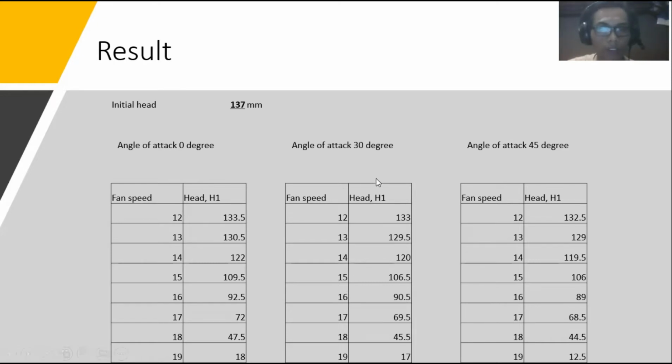So for the angle of attack 30 degree, the fan speed starts at 12 until 19. So the head is, you can see, 133, 129.5, 120, 106.5, 90.5, 69.5, 45.5, and 17. For the angle of attack 45 degree, the fan speed also starts at 12 until 19. So for the head, the starting is 132.5, 129, 119.5, 106, 89, 68.5, 44.5, and 12.5.